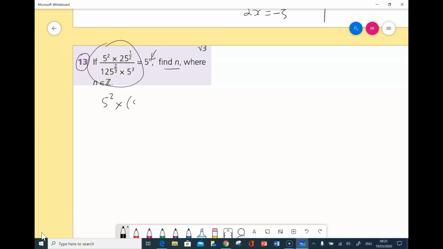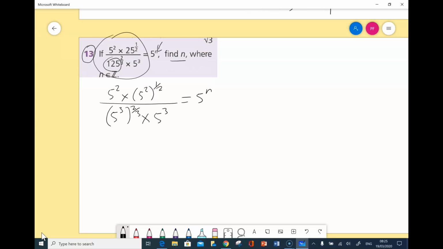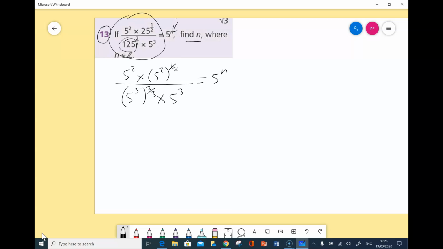25, I rewrite that as 5 squared, and then that's to the power of a half. 125, I'll rewrite as 5 cubed, that's to the power of 2/3. That's being multiplied by 5 to the power of 3, equals 5 to the power of n. So I'm going to work out my brackets, and I'm going to get rid of my multiply sign and just use brackets instead. So 5 squared, to the power of a half. So what's 2 by a half? Well, it's 1. So that's multiplied by 5 to the power of 1.